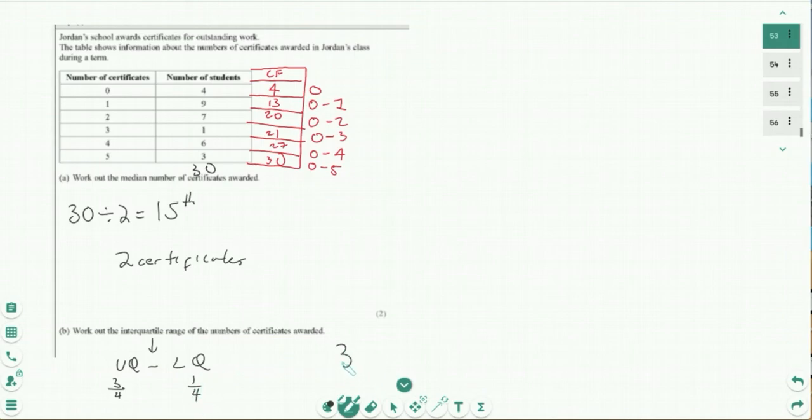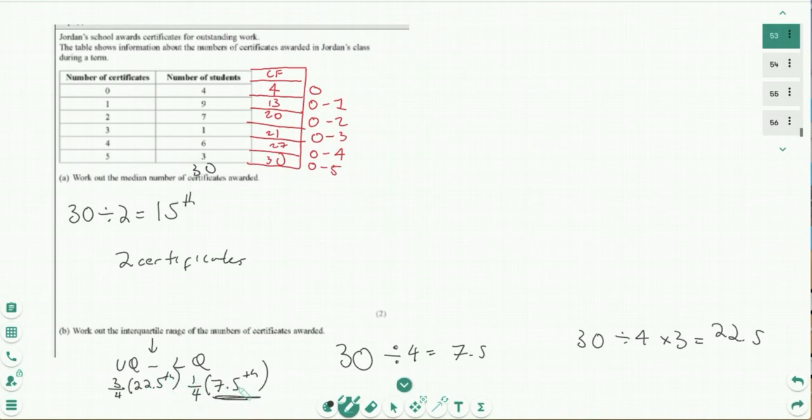So if there are 30 students, let's find the lower quartile by finding 1/4 of 30. So I'll do 30 divided by 4 to find 1/4, which is 7.5. So the lower quartile is the 7.5th student, okay? And then the upper quartile is if you find 3/4 of 30. So 30, to find 3/4, we'll divide by 4 and then times by 3, which will be 22.5. So we're going to look for the 22.5th person.